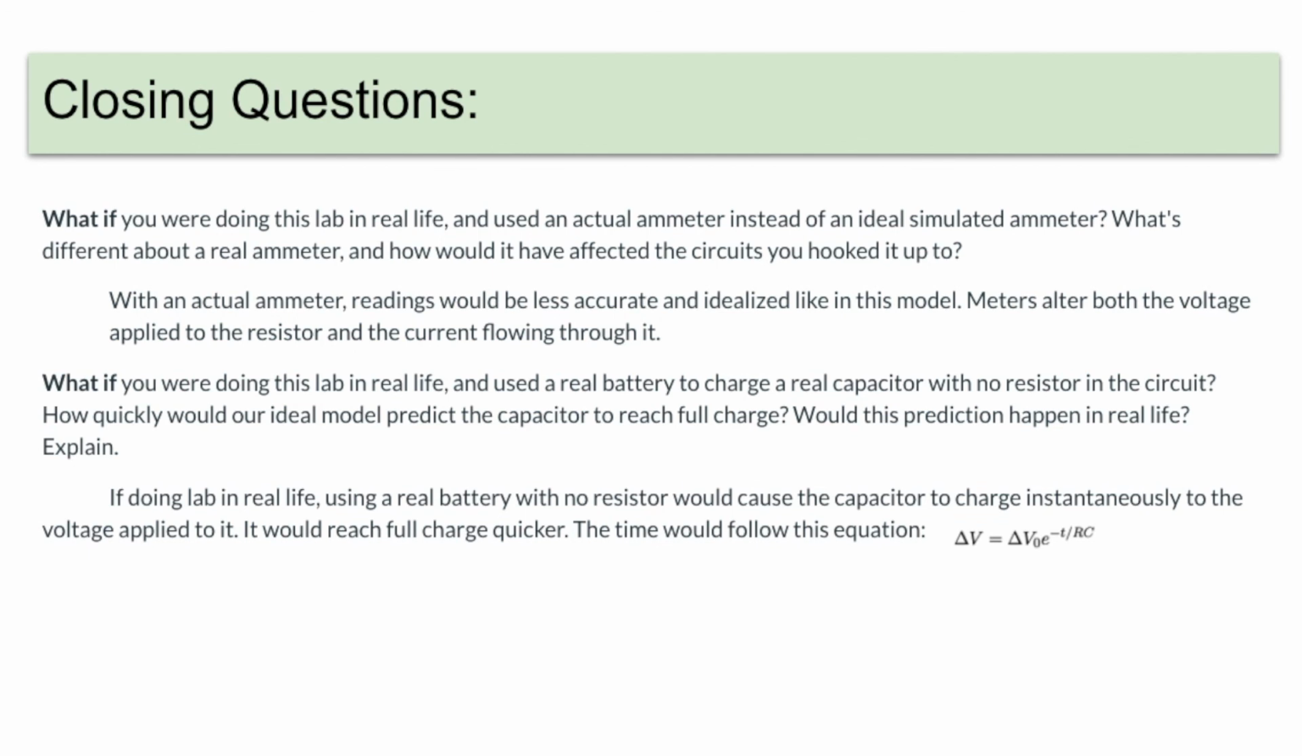If I was doing this lab in real life and used a real battery to charge a capacitor with no real resistor in the circuit, it would cause the capacitor to charge instantaneously to the voltage applied to it because the resistor wasn't attached. It would reach full charge quicker, and the time would follow this equation, delta V equals delta V naught e to the -t over RC, with RC being the time constant that we calculated before.